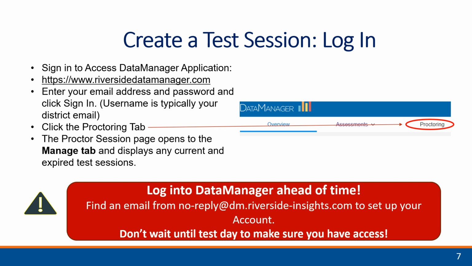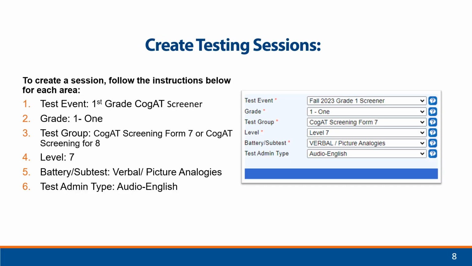After you successfully sign in, you will see a Proctoring tab on the right-hand side. Click the Proctoring tab. The Proctor Session page opens up to the Manage tab and displays any current and expired test sessions. Create testing sessions. To create a session, follow the instructions below. In the Test Event slot, please select First Grade CogAT Screener. In the second slot, which is the grade, select Grade 1. In the third slot, Test Group, select CogAT Screening Form 7 or CogAT Screening Form 8. Either option is perfectly acceptable.